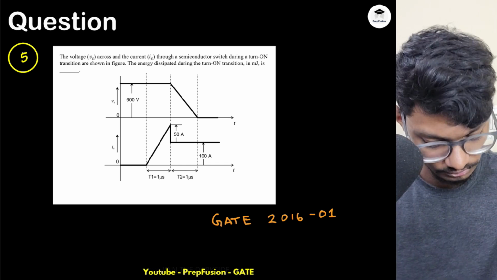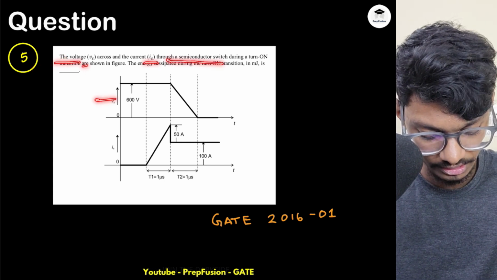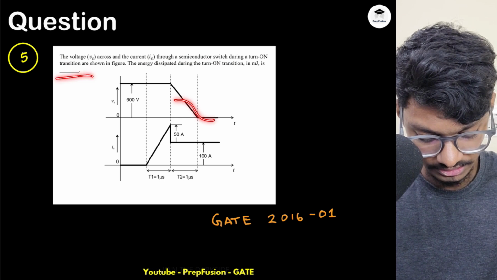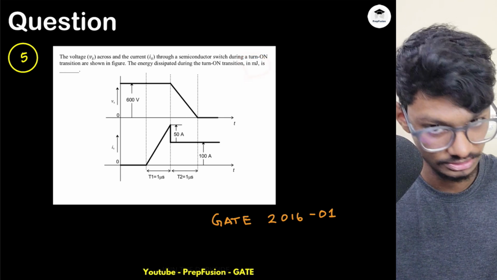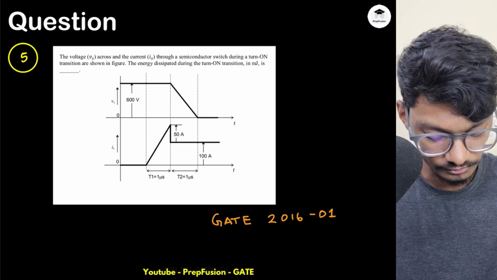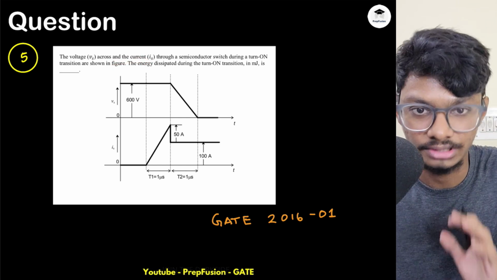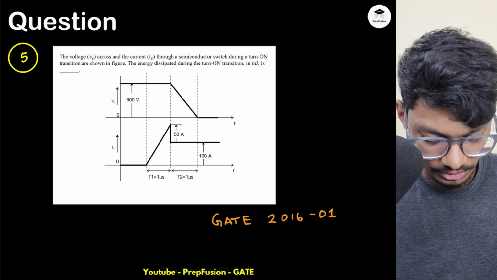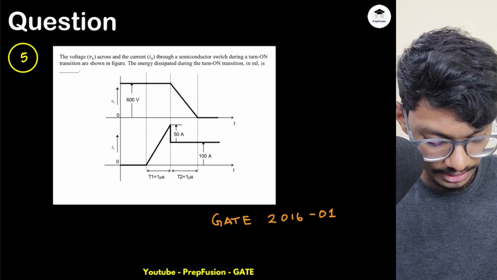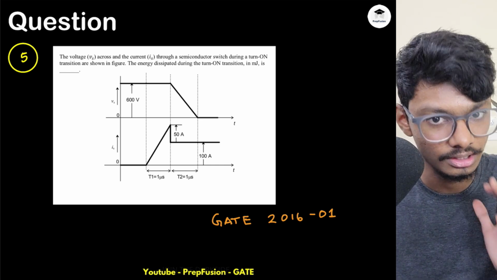So here, this is the first question where the voltage Vs and Is through a semiconductor switch during turn on transition are shown. Find the energy dissipated during the turn on transition in millijoules. Take care of the units as well. Can we identify whether this is a turn on or turn off, even if it wasn't mentioned? Yes, here Vs is reducing and Is is increasing. As the switch current is increasing, obviously it will be a turn on.